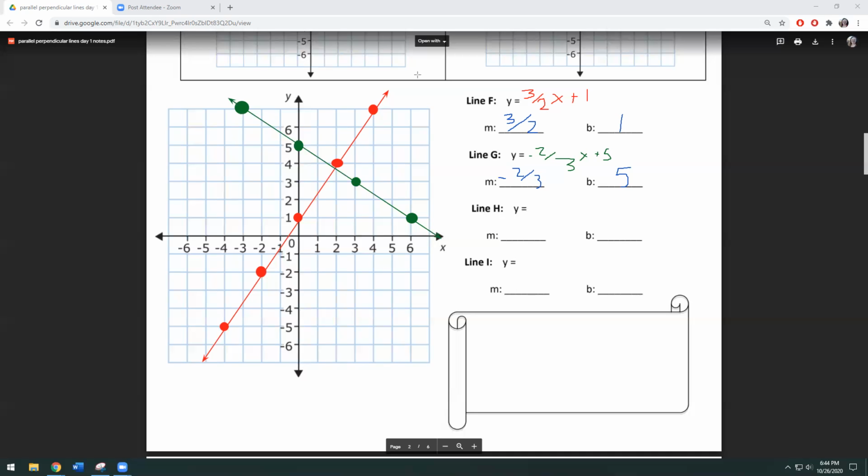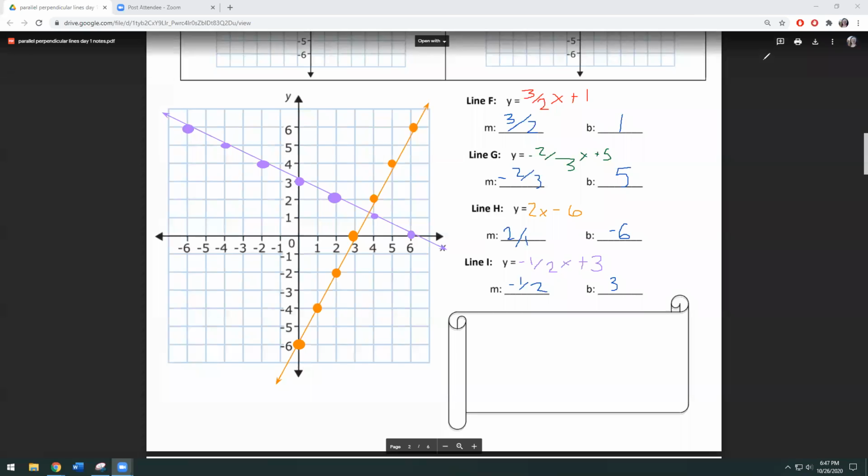So let me pop those on there. And there's your two equations. So for line H, you have y equals 2x minus 6. And then for line I, you have y equals negative 1/2 x plus 3. So graph those two and figure out what our slope and what our y-intercept is. Pause the video now. And here's your answers for those two equations.